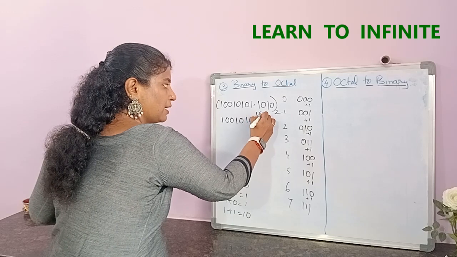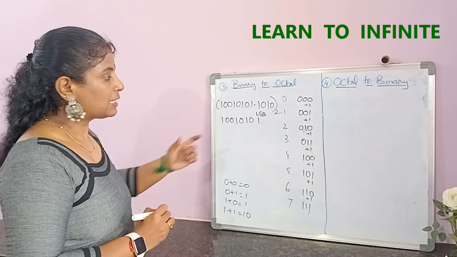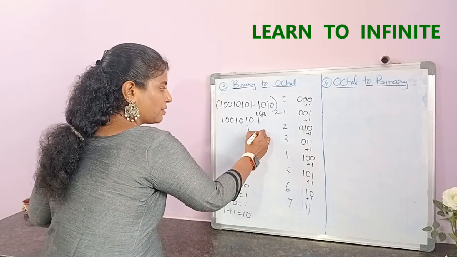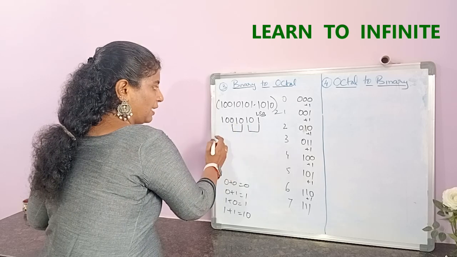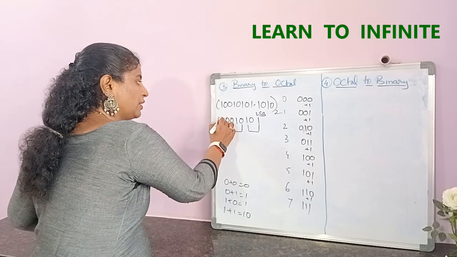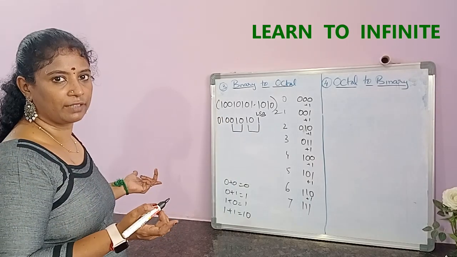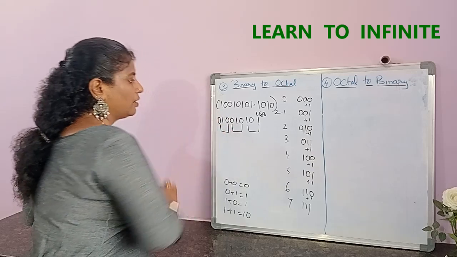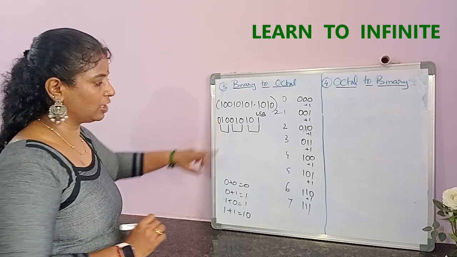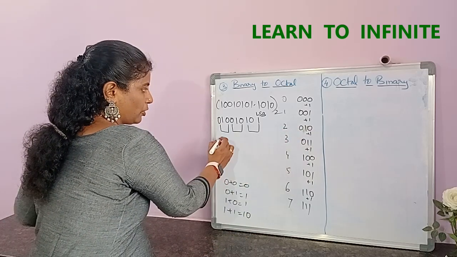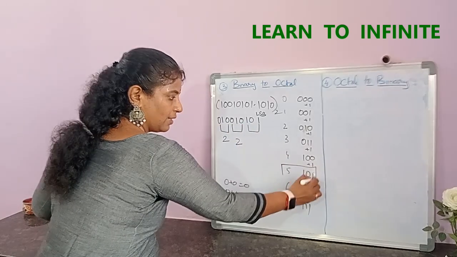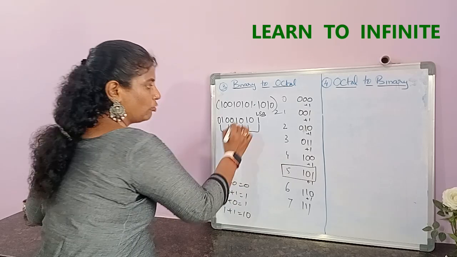So which is your least significant bit? This is our least significant bit. Split it up into 3 bits, because it is a 3-bit representation, starting from the LSB. Now we can see there are only 2 bits available, so you can proceed with one more 0, no problem, because 01 is equivalent to 1. So we have split it into 3 bits. See the corresponding octal number. What is 010? 010 is 2. Again 010 is 2. What is 101? 101 is 5. So 225.